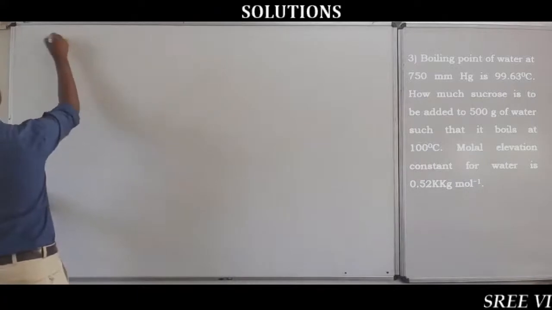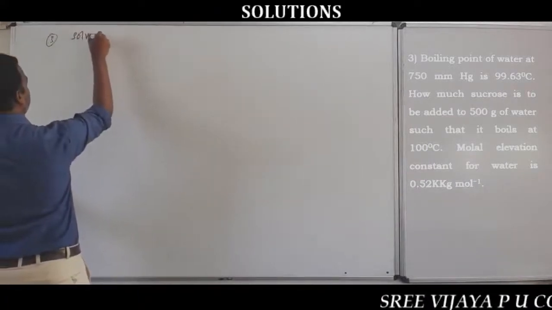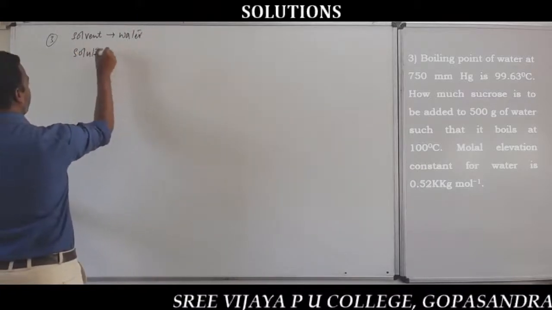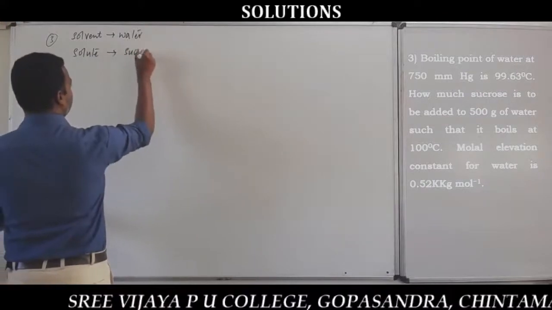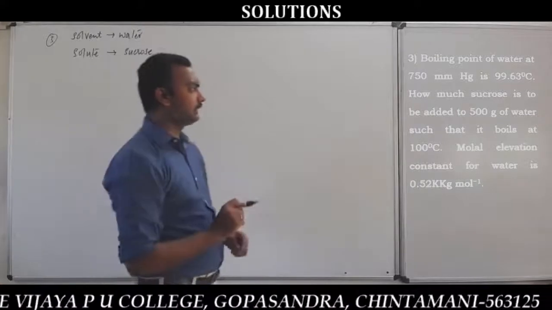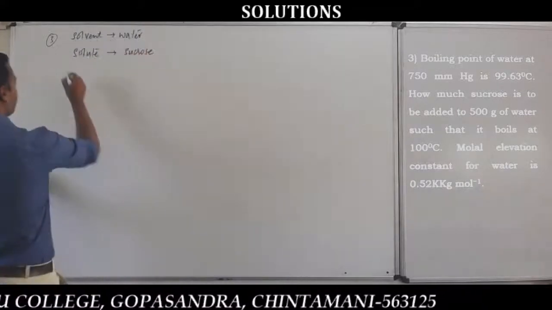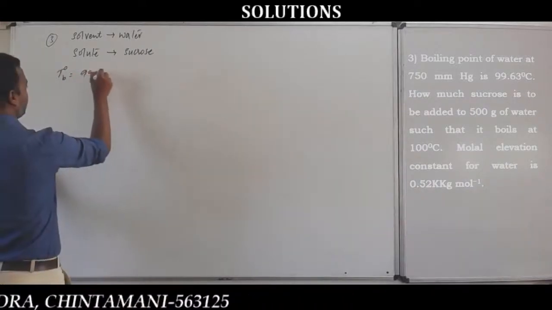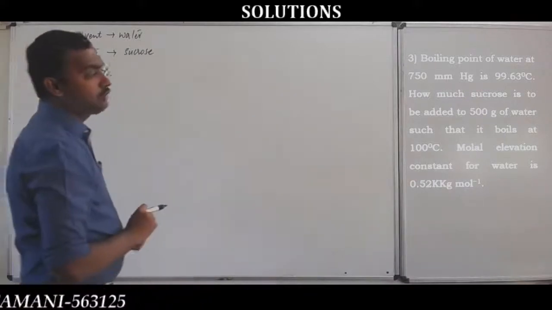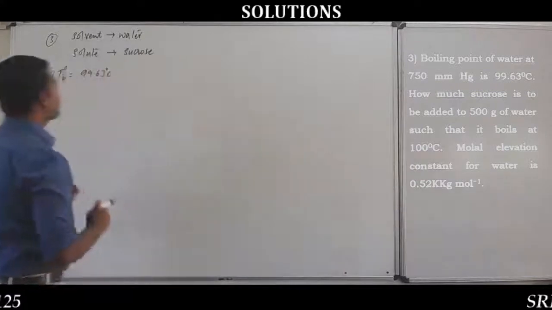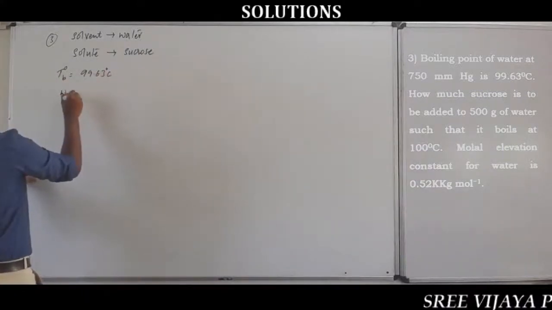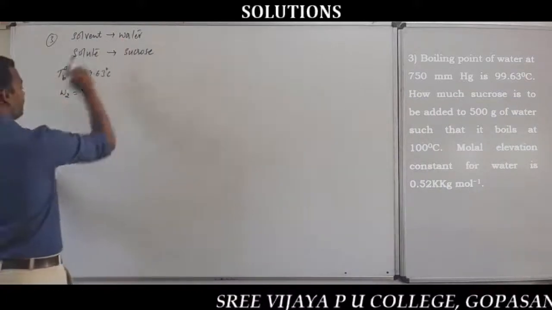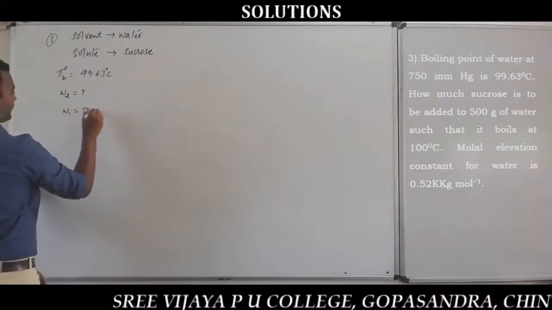In problem number 3, the solvent is water and the solute is sucrose, which is one of the disaccharides. The boiling point of water at 750 mm mercury is T naught B, the boiling point of the pure solvent, that is 99.63 degrees Celsius. Next, how much sucrose is to be added? Sucrose is the solute here, so we have to calculate the mass of solute, that is W2, to be added to 500 gram of water. Water is the solvent, so the mass of water is given, that is 500 gram.